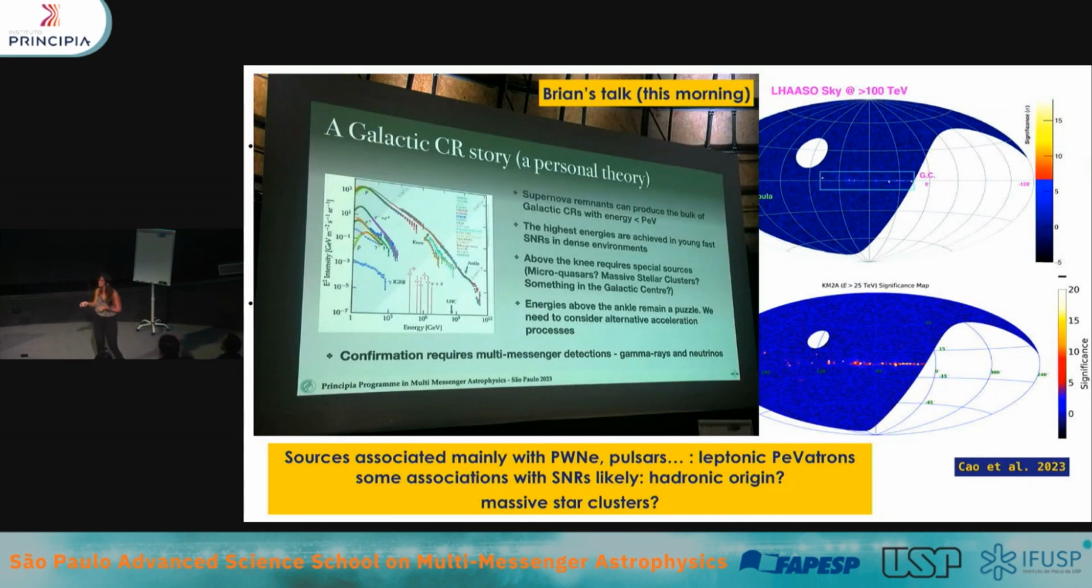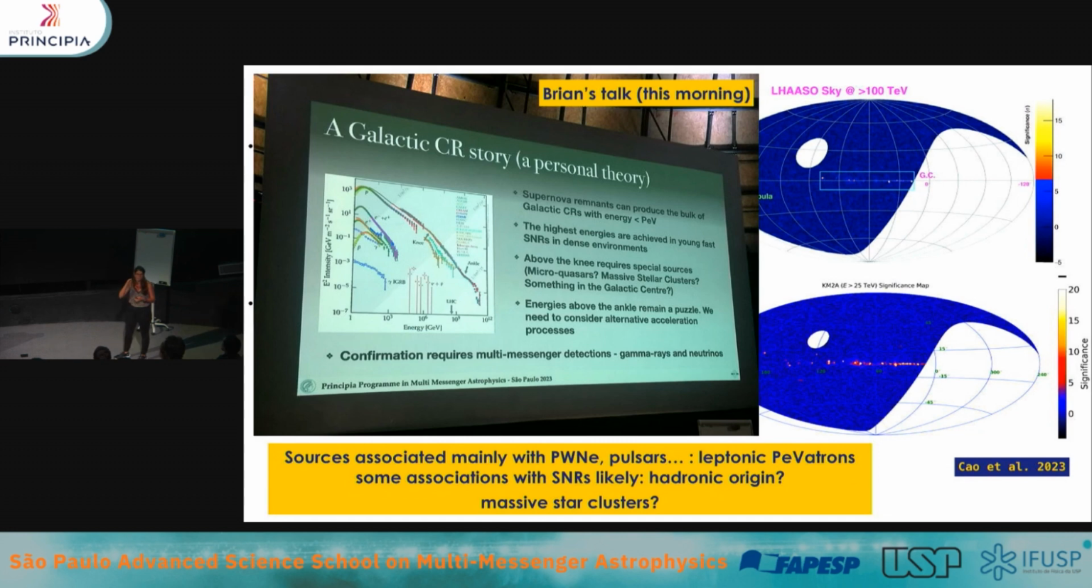And this is a photo I took of Brian's slide this morning, where he was discussing that above the knee you require special sources: microquasars, massive stellar clusters, something in the galactic center. So what we just saw from the LHAASO results is that most of the sources are mainly associated with pulsar wind nebulae, with pulsars, which have a leptonic origin in general. There are likely some associations with supernova remnants.